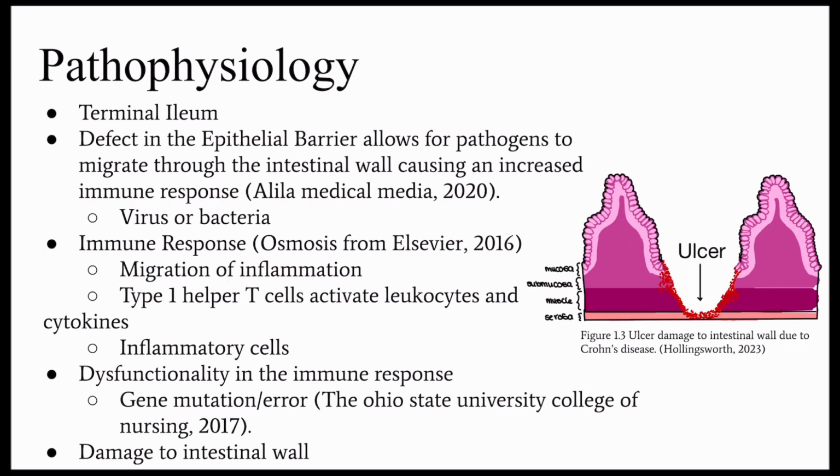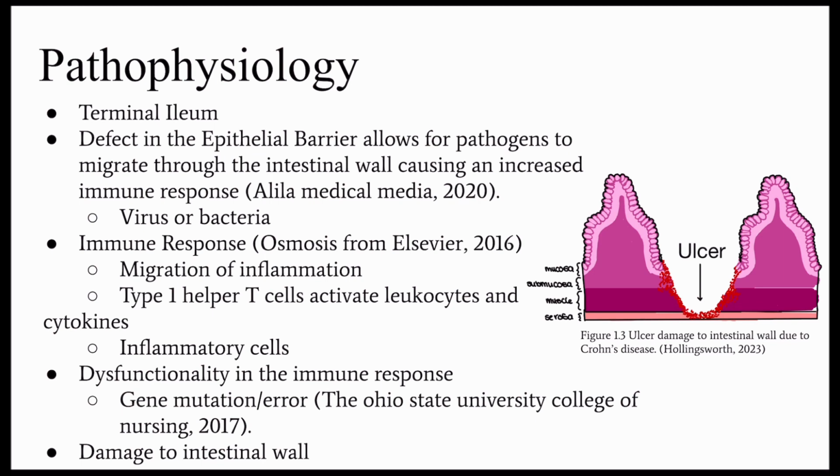Pathophysiology. Typically occurring in the terminal ileum, the gastrointestinal epithelial barrier of the GI tract wall normally separates gut content from the underlying immune system, preventing the body from reacting to dietary antigens and resident bacteria of the gut. A crack or defect in the epithelial barrier allows for these pathogens to go through the wall, therefore increasing the chance that the immune system overreacts to known pathogenic antigens of the gut content.